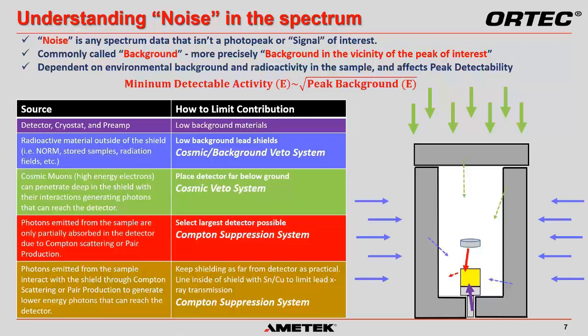Finally, we have photons emitted from the sample that interact with the shield and the resulting scatter photons and X-rays emitted in the direction of the detector. This impact can be reduced by keeping the shield as far as practical from the detector, lining the shield with tin and copper to attenuate low energy X-rays, and using a Compton suppression system.